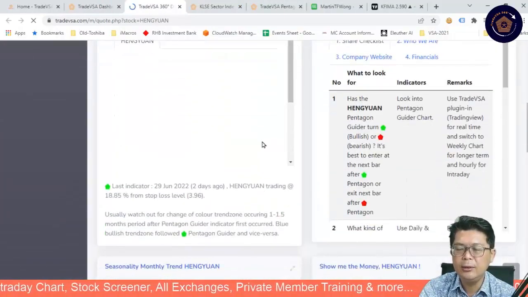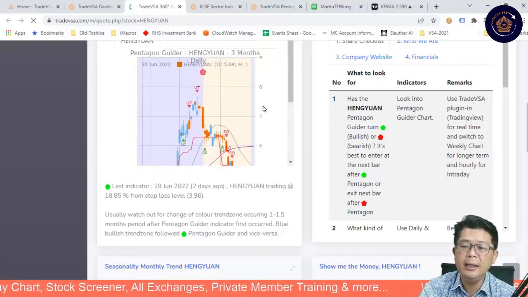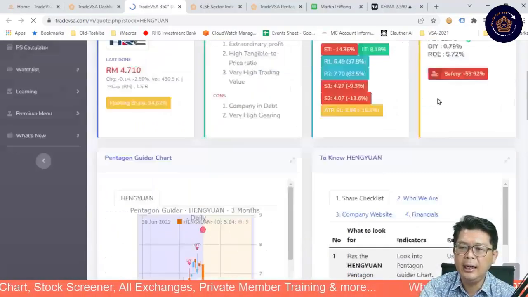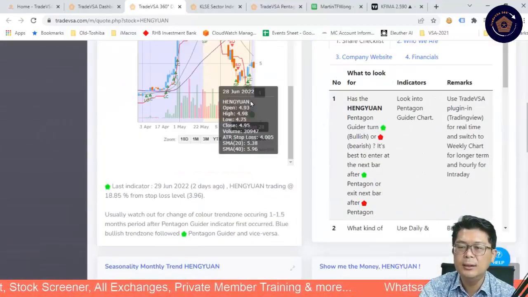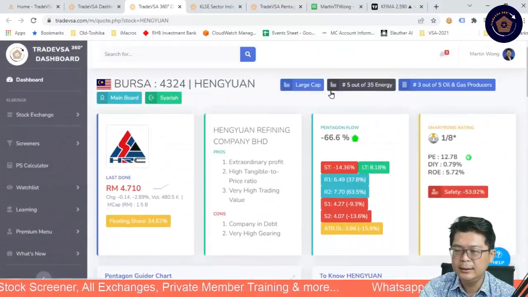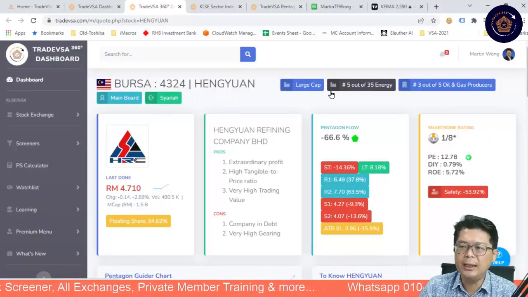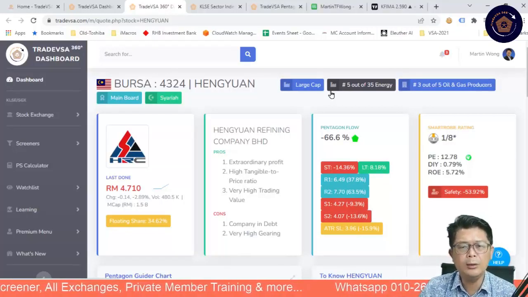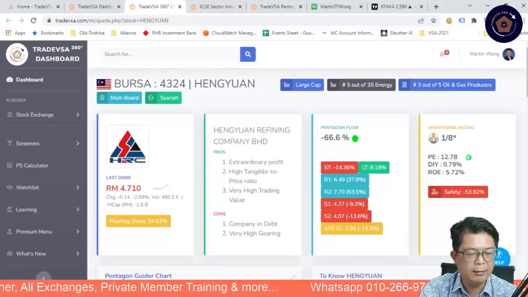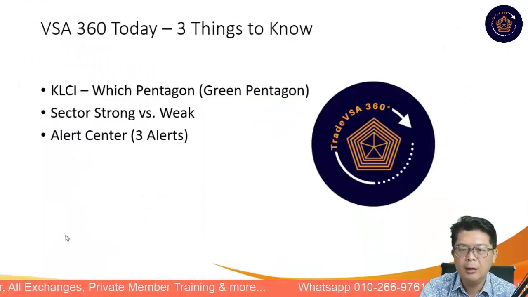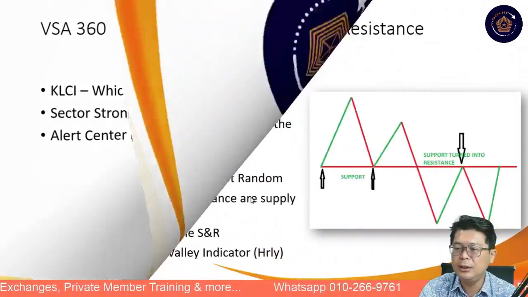You can see Heng Yuan, that's nice, because we did have the huge sell-off, and Heng Yuan this morning is still down 2% after the nice move that you have with the green Pentagon in here. So a lot of these stocks are really undergoing some selling pressure in here. That's why support and resistance makes a lot of sense, trading those levels here. All right, so we've done the strong and weak sectors we just mentioned in here.